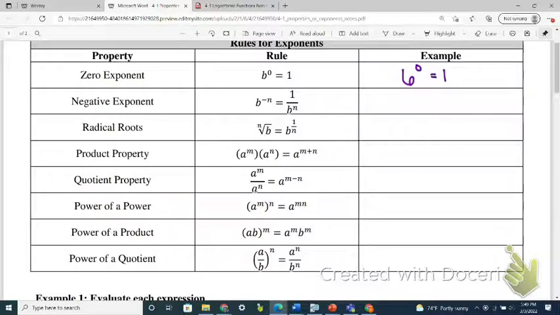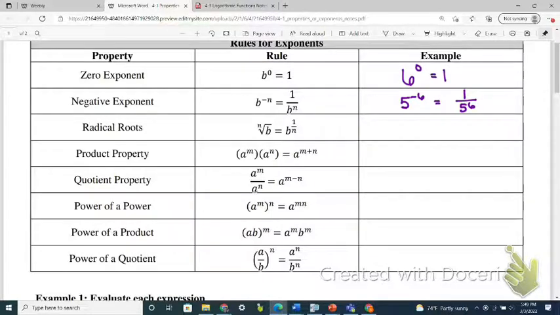The next property is the negative exponent property, which states that a negative exponent means I need to change the position. So if it's on top, I need to move it to the bottom. If it's on the bottom, I need to move it to the top and change it to a positive. We cannot have a simplified expression that has negative exponents. So for example, if you see 5 to the negative 6, that means I write 1 over 5 to the 6th.